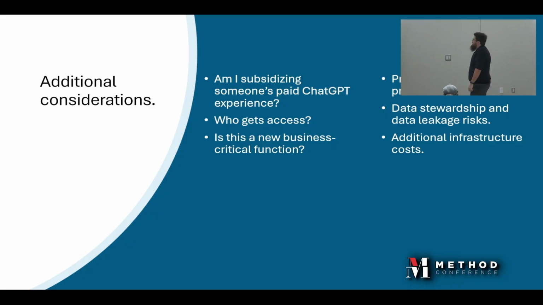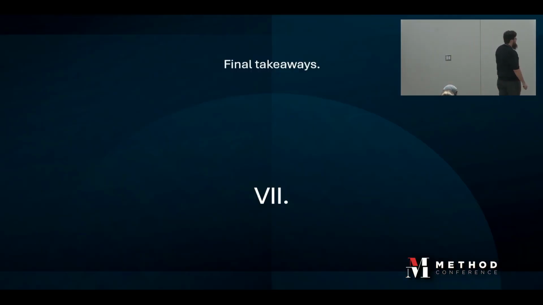Privacy concerns, data stewardship and leakage we talked about, and then the infrastructure costs, right? LLM APIs cost money. If you run your own local models, that costs a lot more money. So just things to consider.